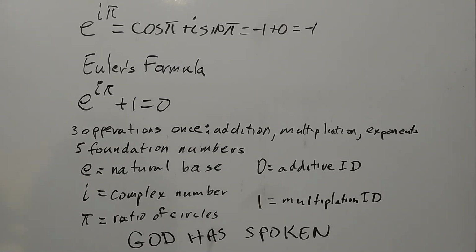And it has the 5 foundational numbers of mathematics: e, which is the natural base; i, the complex, imaginary number; pi, the ratio of the circumference to the diameter of a circle; 0, which is the additive identity; and 1, which is the multiplicative identity. That these 5 numbers with the basic operations combine in this most elegant and simple of formulas.